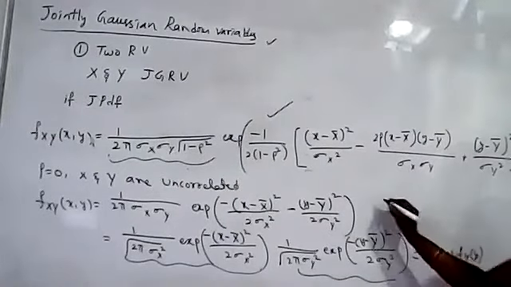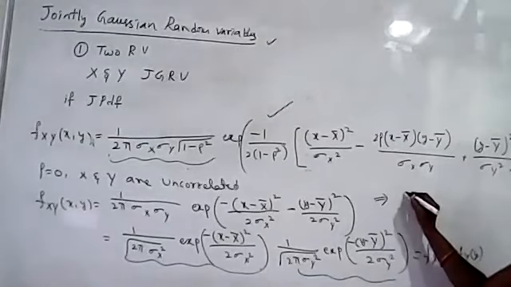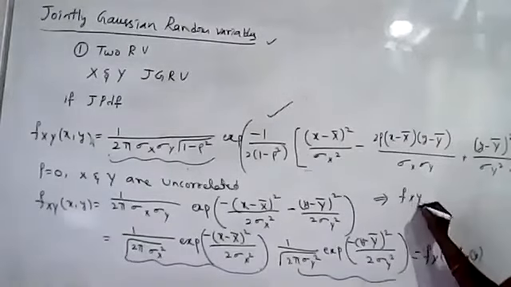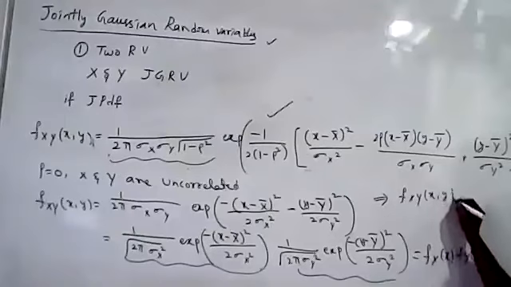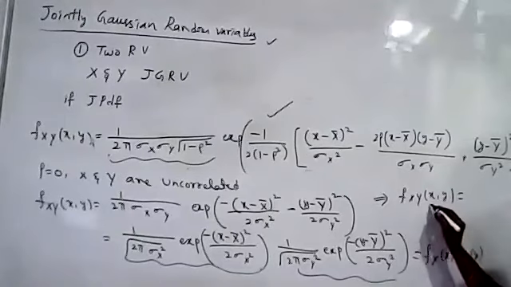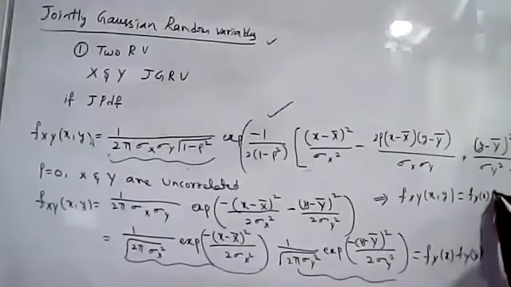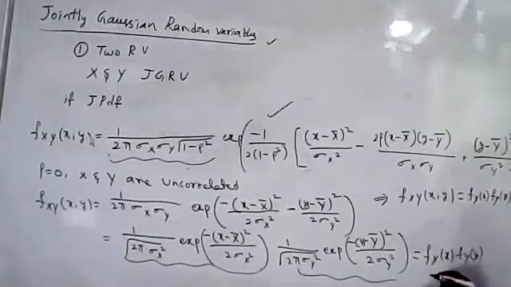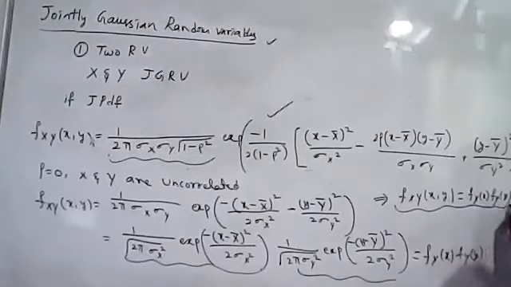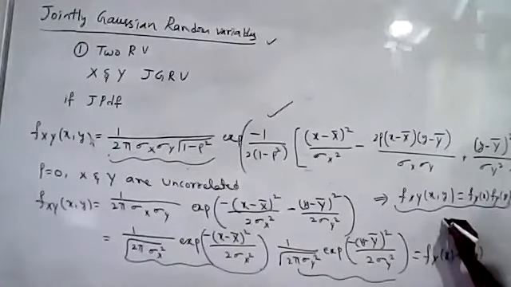From this relation, we can say that if rho is equal to 0, fxy of x comma y can be written as fx of x into fy of y. And we know that this relation can also be used for random variables which are independent.